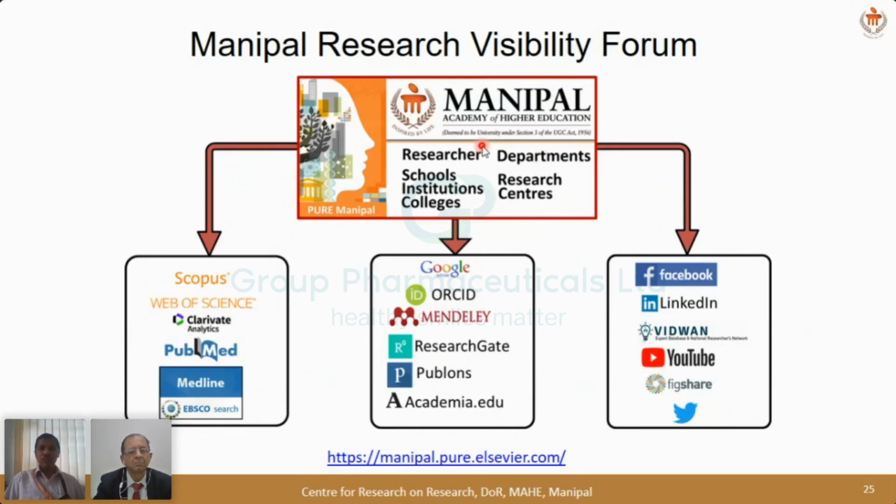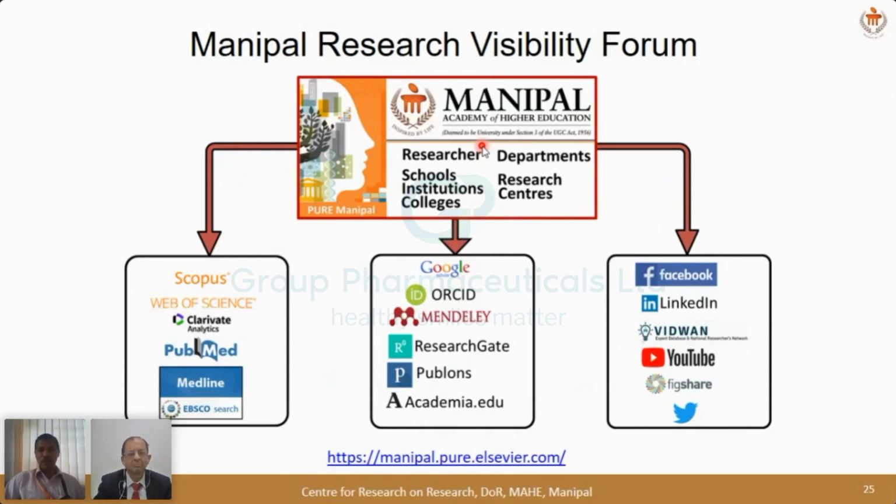And the social visibility forum is very important to have collaborative research in future. So it increases our visibility, researcher visibility, as well as it increases the collaborative potential of a researcher at Manipal. So this is what we implemented, and it is going on, and it is very expensive. Rather, I am the admin for this portal.